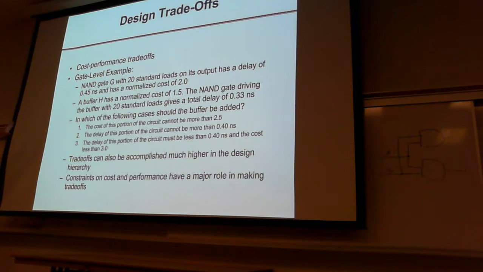So in this example here, I have a NAND gate, right? The NAND gate G, and it has 20 standard loads. The output has this delay, which is 0.45 nanoseconds. And then we say it has a normalized cost of 2.0.